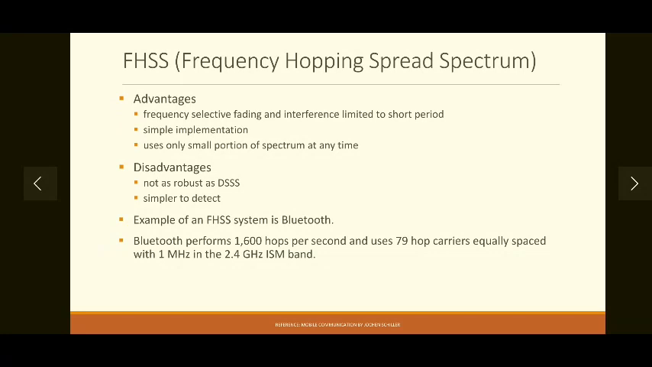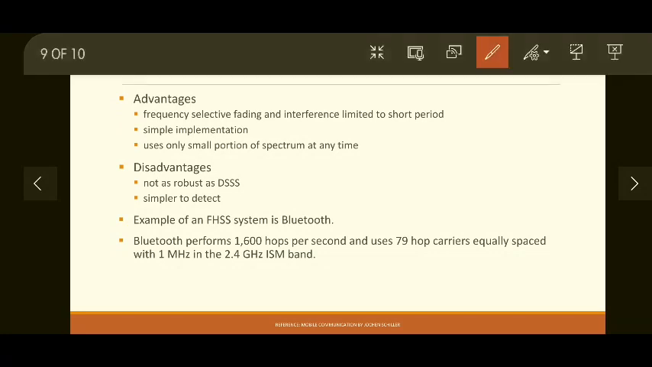The disadvantage is it is not as robust as DSSS. Since we are dividing the bandwidth into smaller channels, we will still encounter frequency selective fading. Although it is reduced to a certain level, it will still be higher than that of DSSS. Another disadvantage is it is simpler to detect. Why is this a disadvantage? It is a disadvantage in terms of attacks. If it is simpler to detect, any intruder can simply detect the transmission, and higher security needs to be provided.